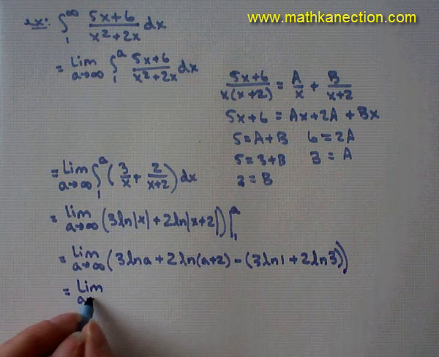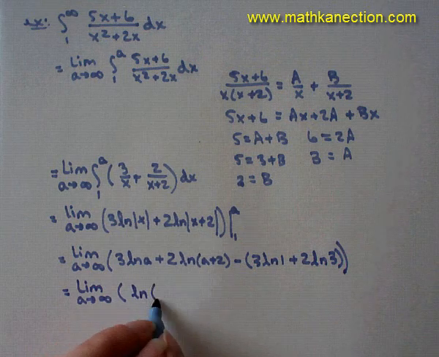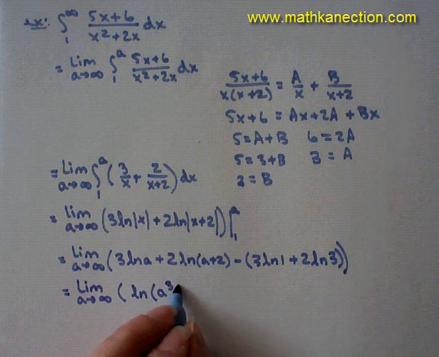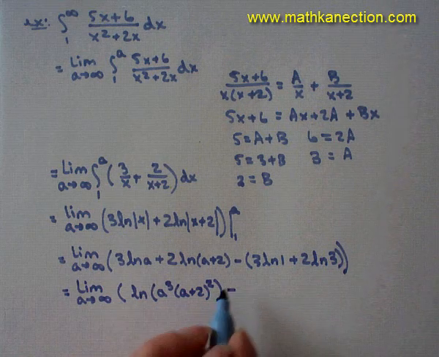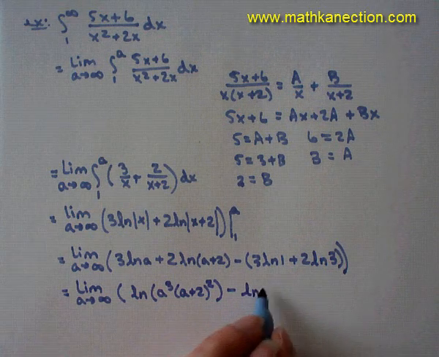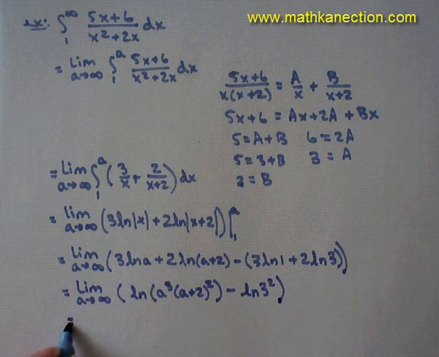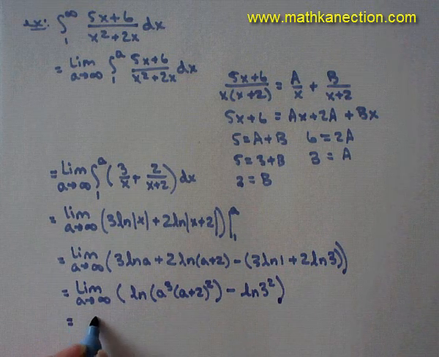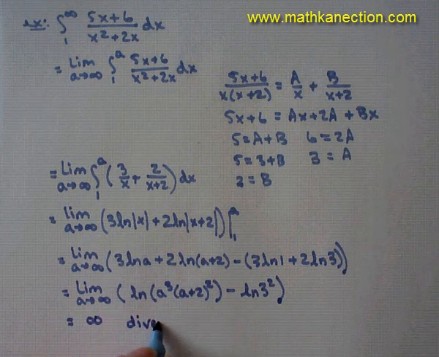And then simplifying by using log rules, we'll have the natural log of a cubed times the quantity a plus 2 squared, then minus the natural log of 3 squared. Replacing in infinity for a, the value becomes infinite, so we have infinity. Therefore, this integral diverges and the area becomes infinite.